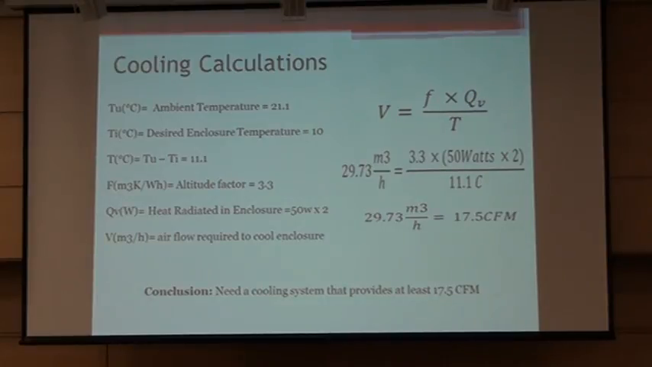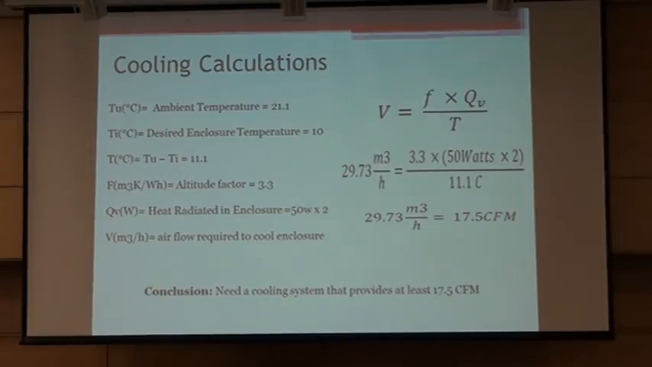Since the resistors inside the enclosure produced a lot of heat, a cooling system was needed. This is a formula for calculating the amount of airflow we would need to cool the system. TU is the ambient temperature outside the box. The desired enclosure temperature is TI, which I said was 10 Celsius. T would be TU minus TI, which equals 11.1 Celsius.